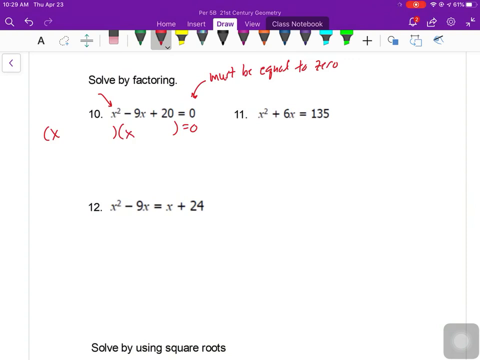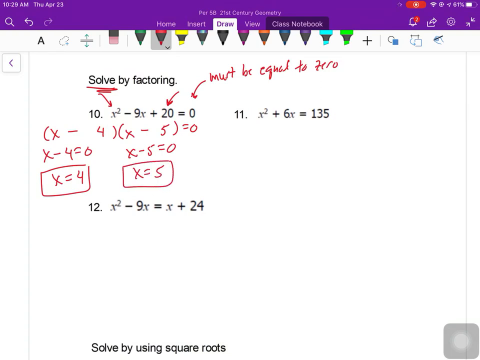To get x squared, I need x and x. To get 20, I need things that multiply to give me 20 and add up to 9, 4 and 5. To get a negative 9, they both have to be negative. Because we are solving, we have to set each of those factors equal to 0. And we end up with 2 answers.